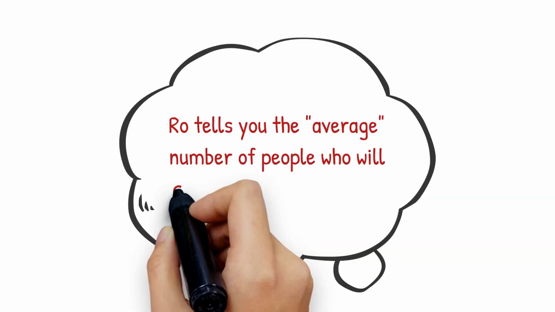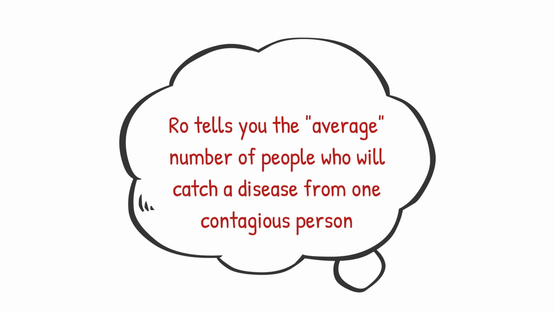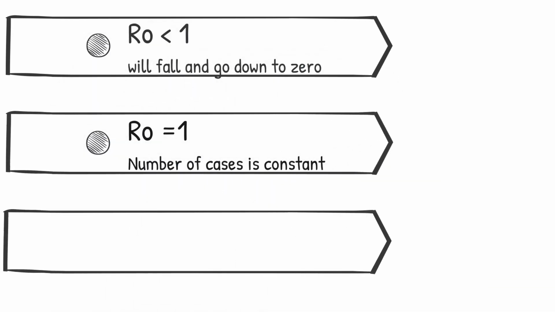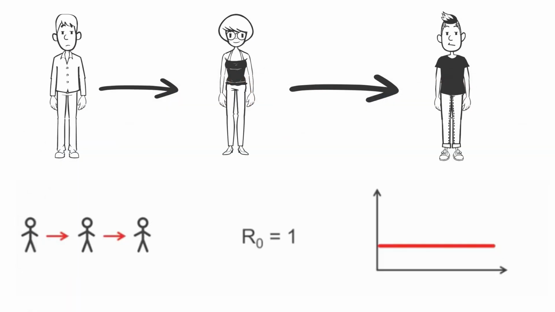R naught tells you the average number of people who will catch a disease from one contagious person. If it is less than 1, the cases will decrease. If it is equal to 1, it is stationary. For more than 1, it grows very quickly. Here is a situation where each agent transmits to exactly 1. The number of active cases at a time is exactly 1.